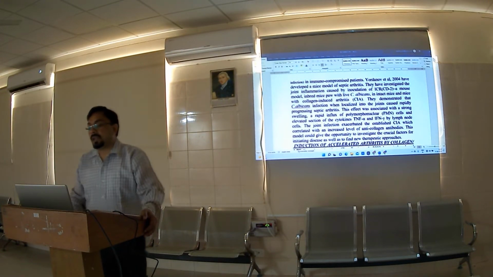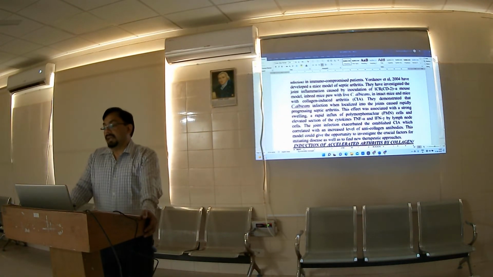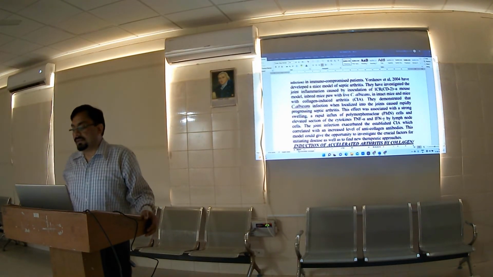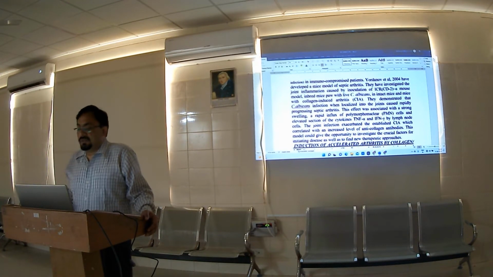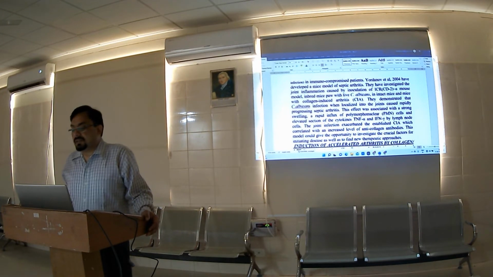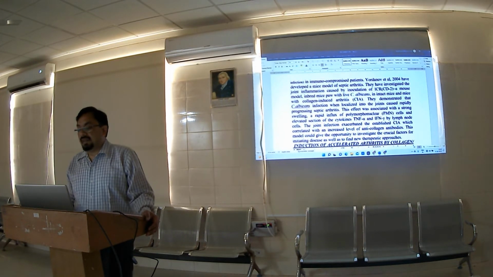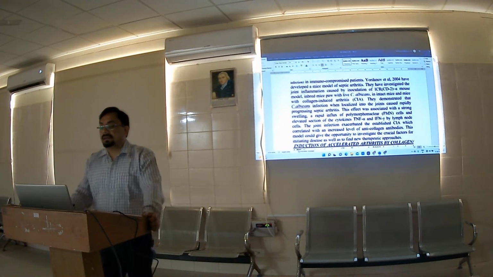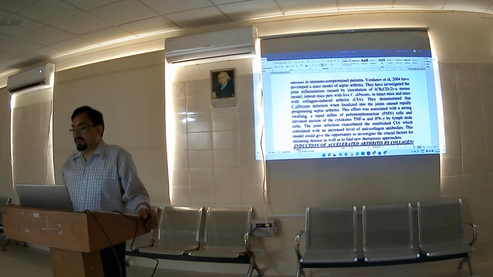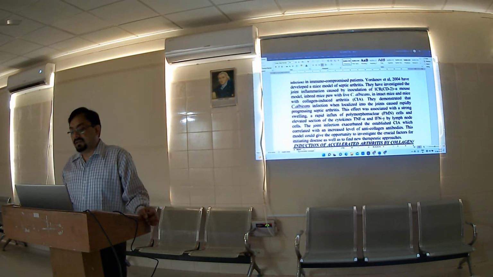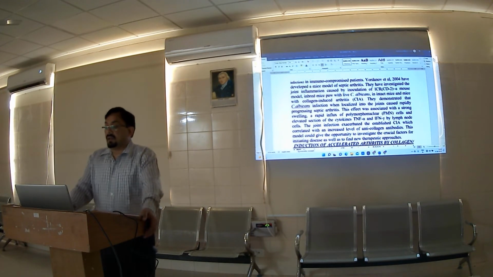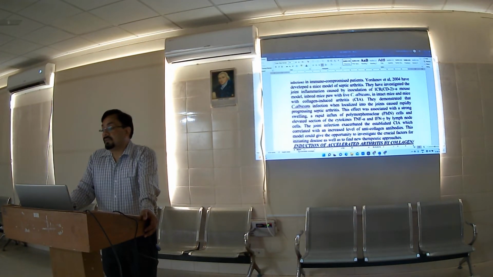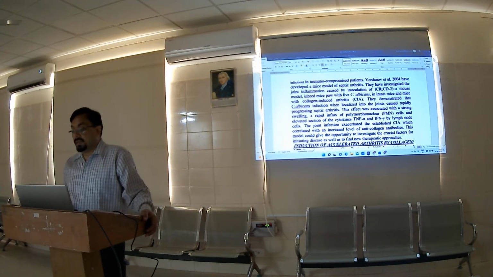Inbred mice were paired with live Candida albicans, in intact mice and mice with collagen-induced arthritis. They demonstrated that Candida albicans infection, when localized into the joint, causes rapidly progressive septic arthritis. This effect was associated with strong swelling, a rapid influx of polymorphonuclear cells, and elevated secretion of the cytokines tumor necrosis factor alpha and interferon gamma by lymph node cells.